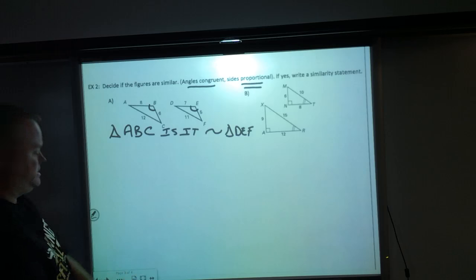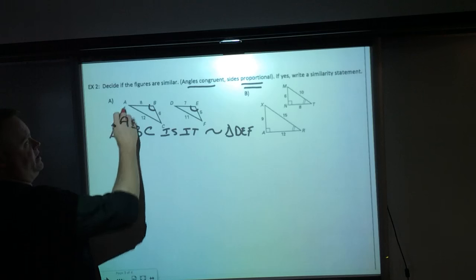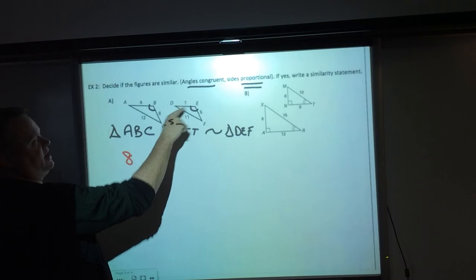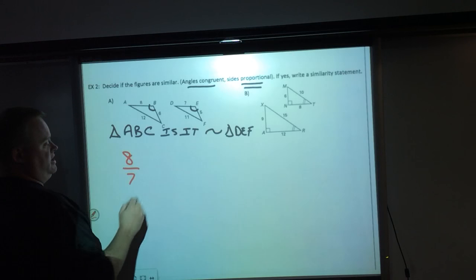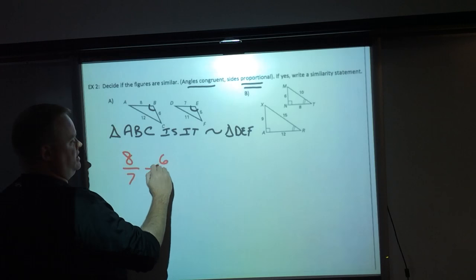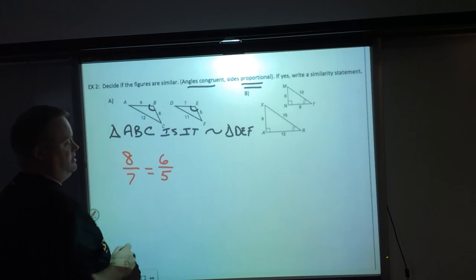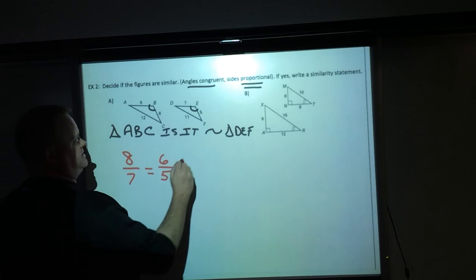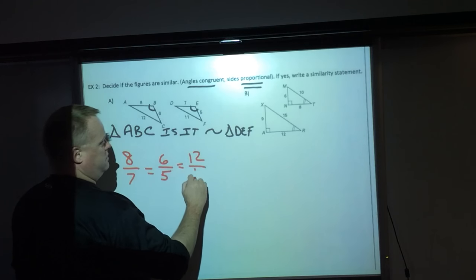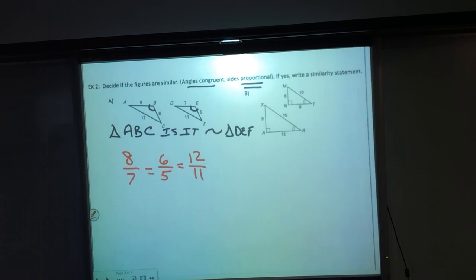Well, let's look at the sides. Let's see if they're proportional. So let's go side AB, it's 8, has to be corresponding to side DE, so that's going to be 7. Is that equal to side BC, which is 6? Is that proportional to side EF, because that is its corresponding side? And is AC, which is 12, corresponding with DF, which is 11? Well, how do I find this?